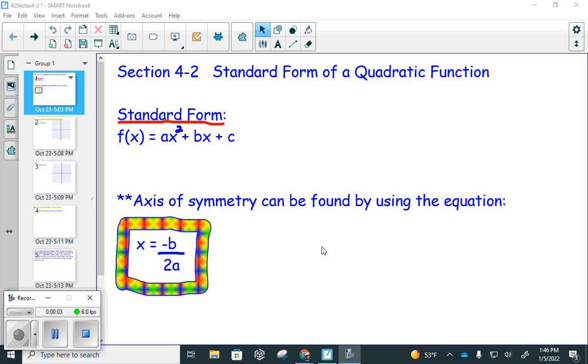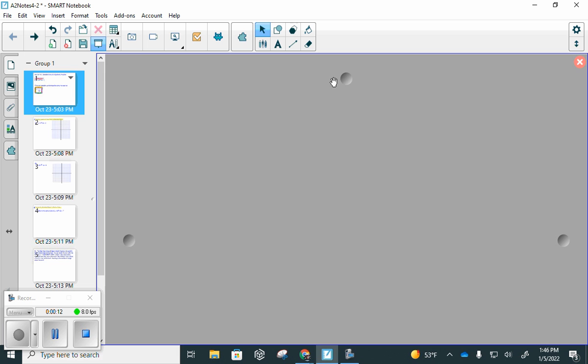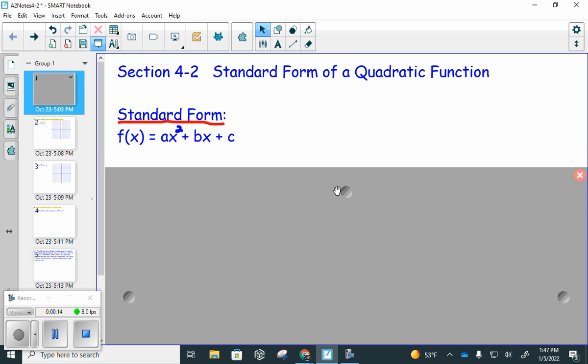Algebra 2. Today's notes is on section 4.2, standard form of a quadratic function. The last section that we covered was learning how to graph parabolas using vertex form, and we had to learn the 5 criteria. So this section is a little bit different because it gives the problems in standard form, which is y, or f of x, equals ax squared plus bx plus c.